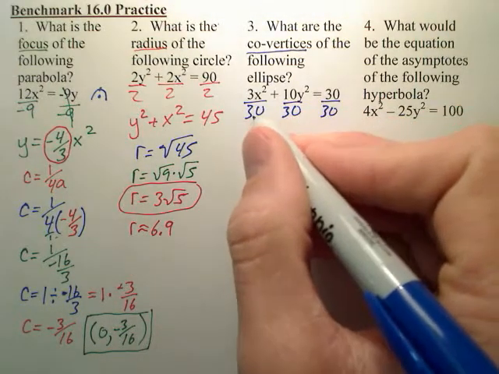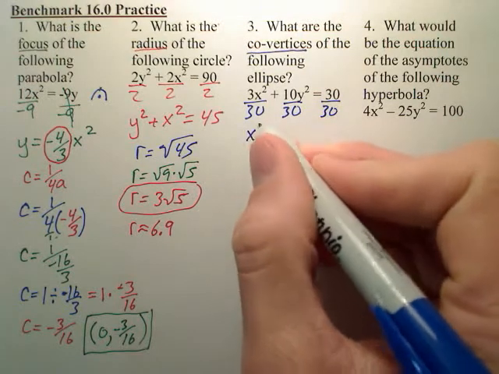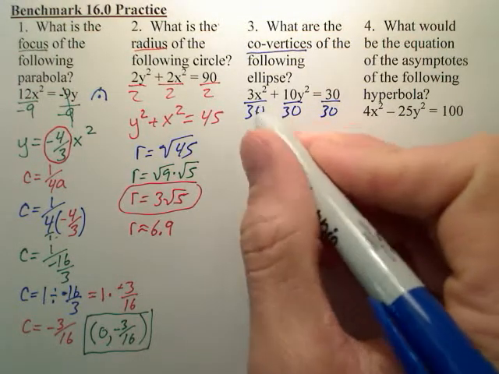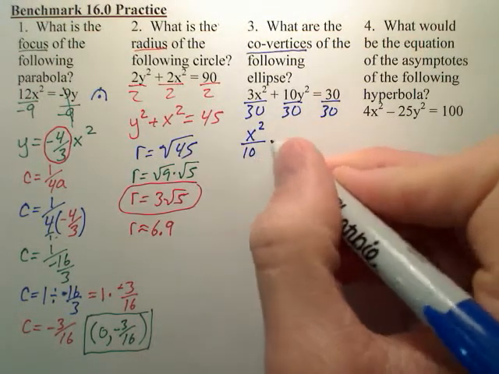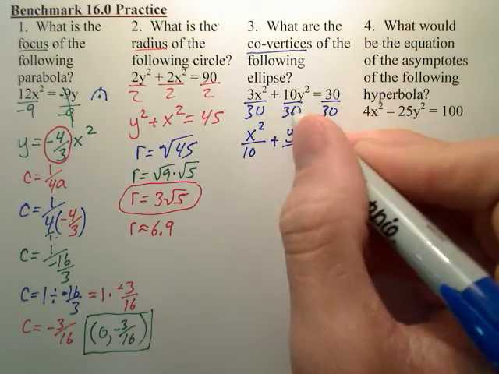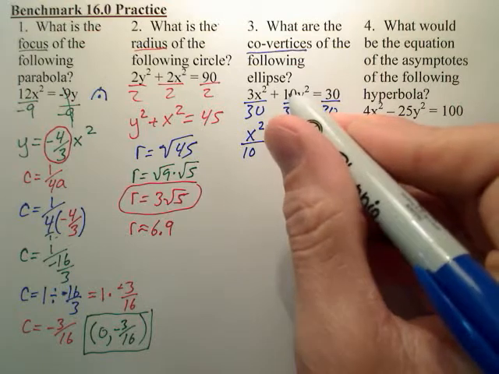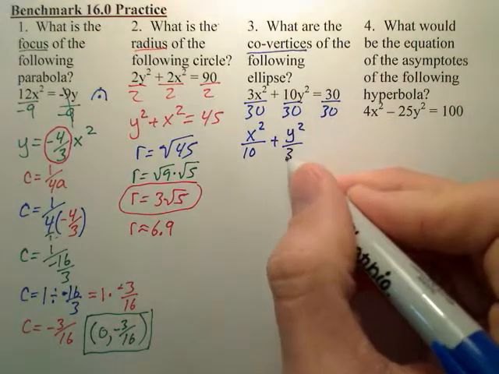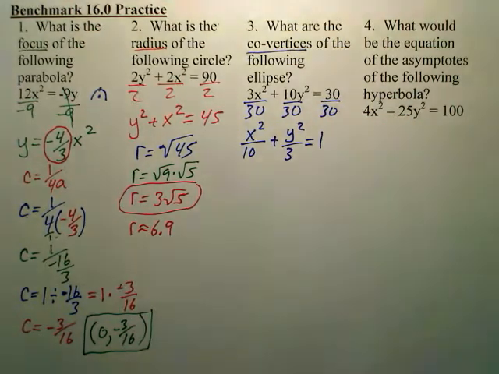So 3 and 30, that reduces down to x squared over 10. Plus, this gives us a y squared, and that would leave us, 10 and 30, 10 goes into both, that leaves us 3 and 1.